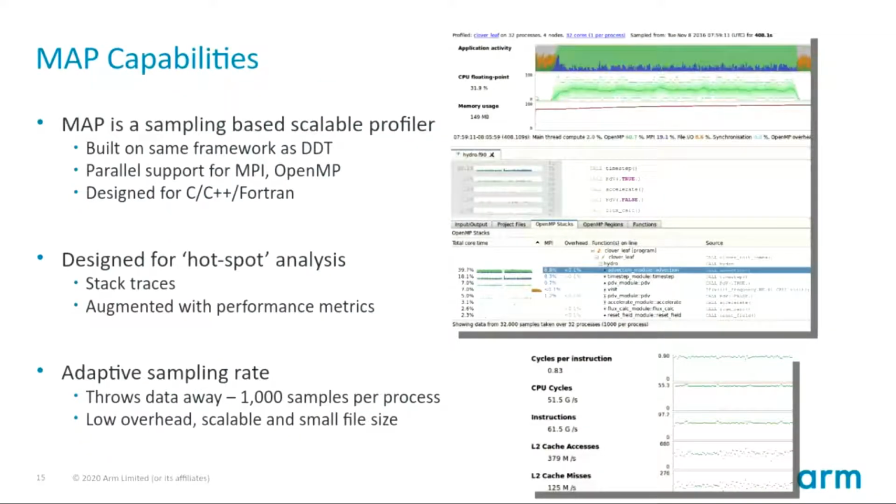Okay, so like I pointed out, it's a sampling-based profiler where it pings your application by default every few milliseconds, and it's adaptive. So depending on whether your run takes a couple seconds or several days, MAP will automatically adjust the sampling frequency to give you reliable information.